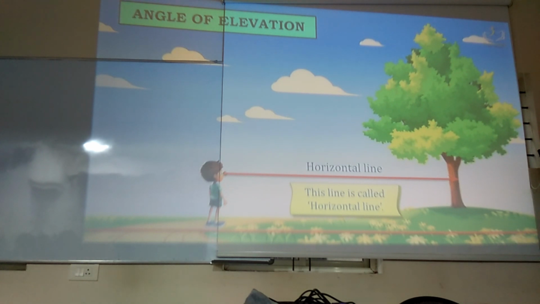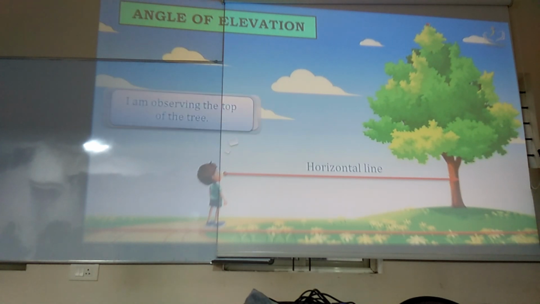Okay? That means what? I am out here. I am exactly looking parallelly like this. This is parallel to the ground. Yes. Is this line parallel to the ground? Yes. So this becomes a horizontal line. And it can also become the line of sight.